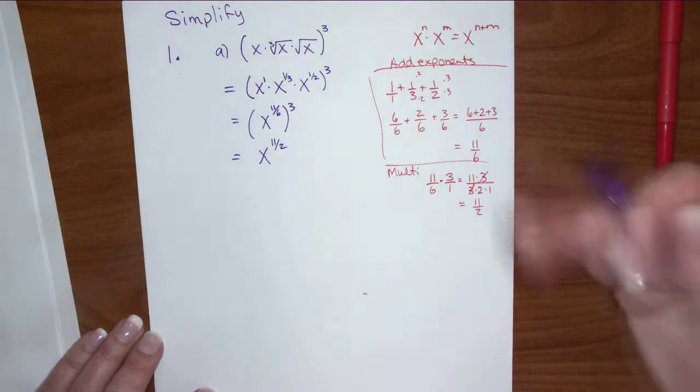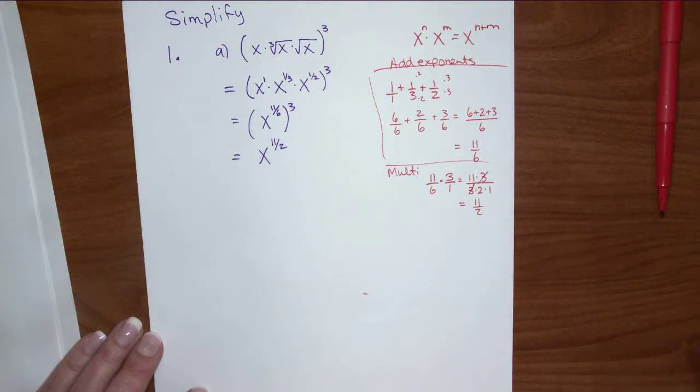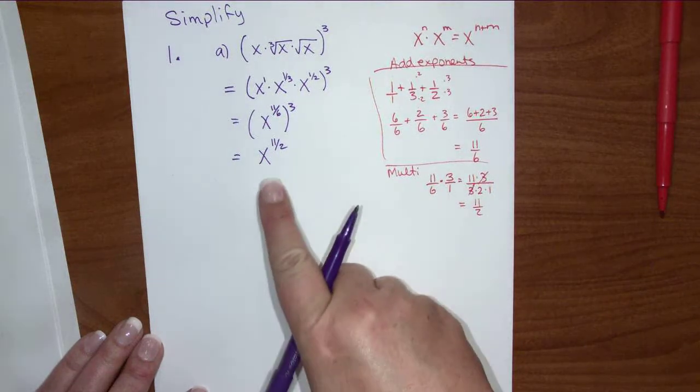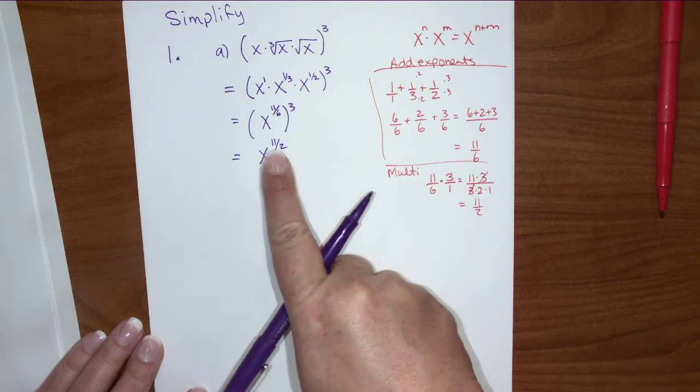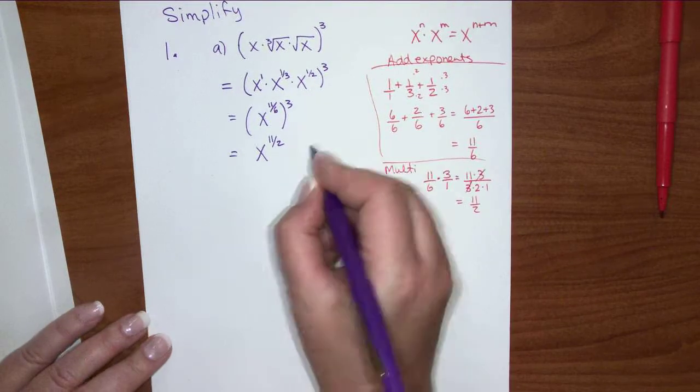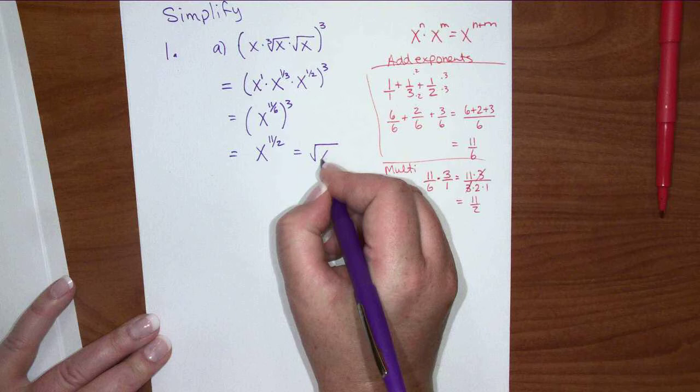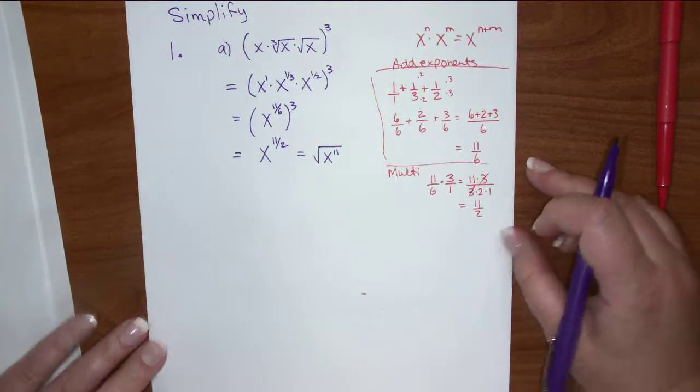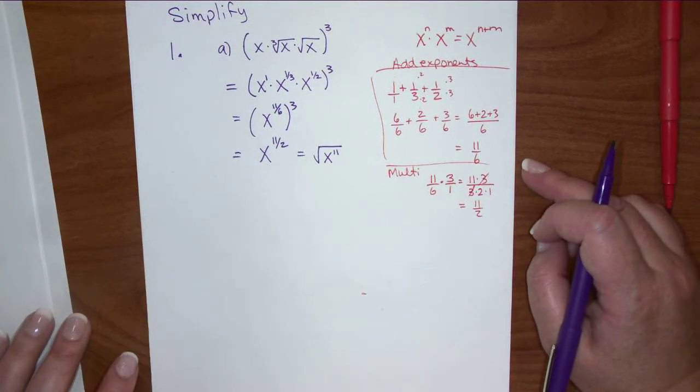Could we write that again as a radical if we wanted to? Sure. The 2 on the bottom means square root, and the 11 on top means the power. So this, if we wanted to, would be the square root of x to the 11, like that. Questions? So far, so good?